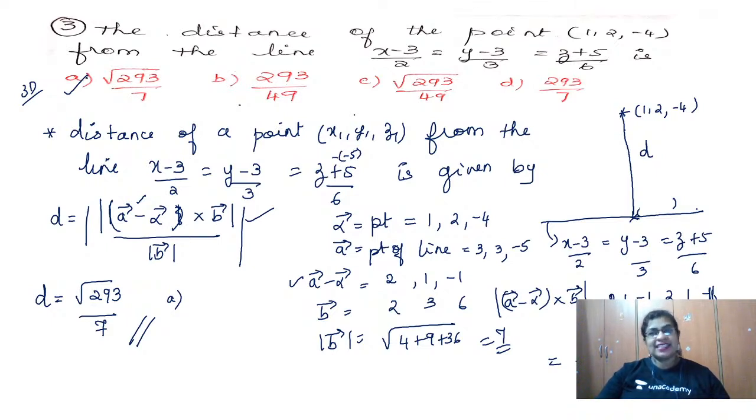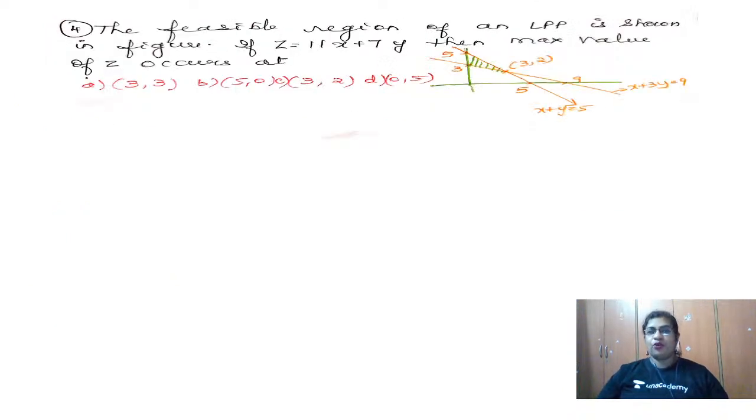Okay, we move on to the next one. I hope this idea is clear to you. We move on to the next question, question number 4. Yes, so coming to the next question. Okay, what is the next question telling us? The feasible region. So feasible region, you may have seen there, the shaded region is marked here, right? Okay, the feasible region. So this is the question from LPP.